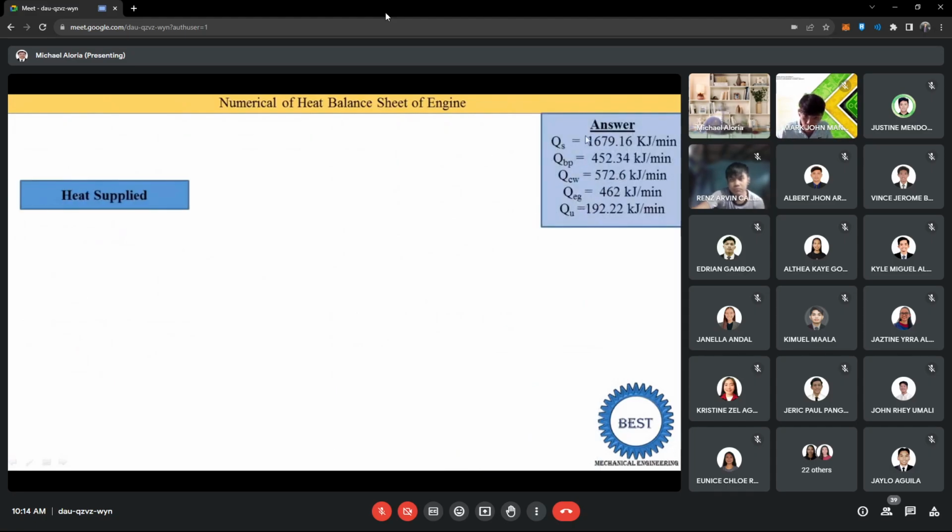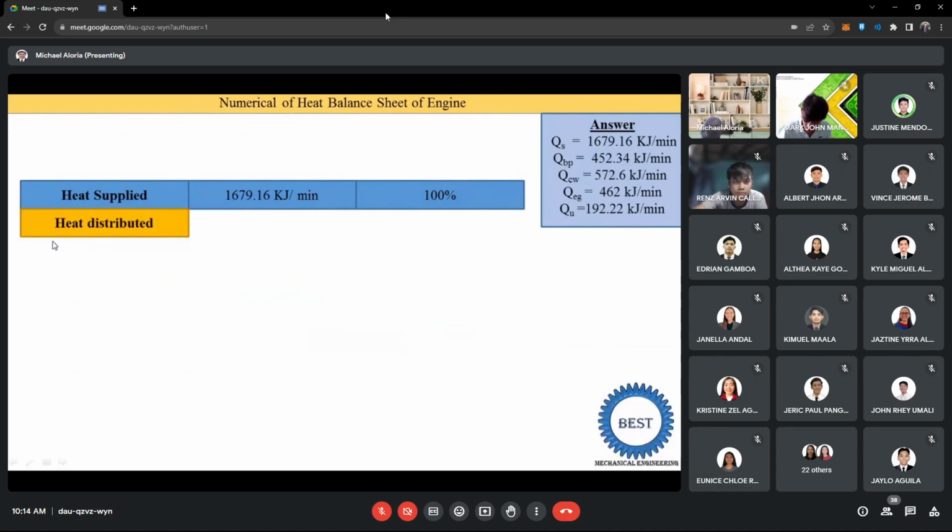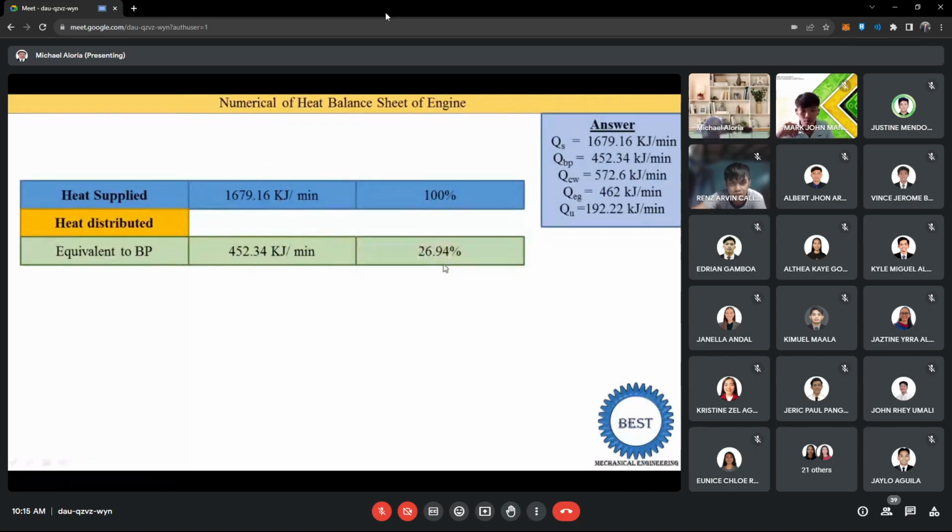Here I put this answer. First we write the heat supply. Heat supply is 1679.16 kilojoule per minute. It is 100% because there is only one heat supply. Then we make the heat distributed. First heat distributed is equivalent to brake power. The answer is 452.34 kilojoule per minute. Now how to find this percentage? This answer is divided by the heat supply and then multiplied by 100. So you get the answer 26.94.